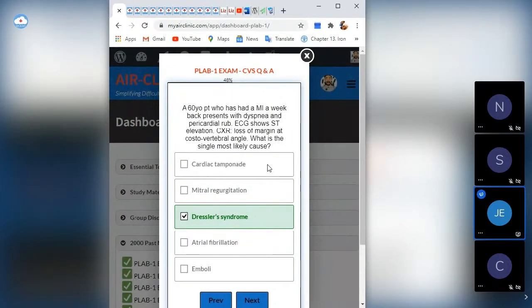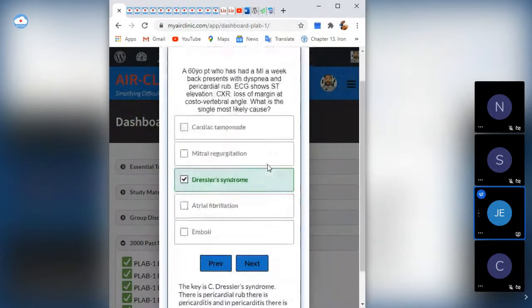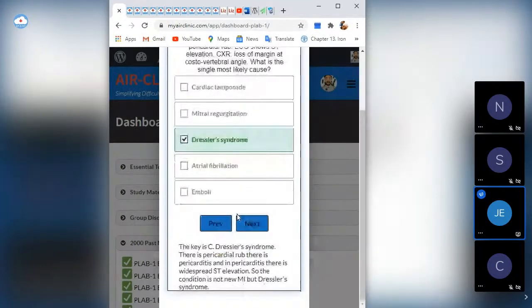So the question I will leave you with is on atrial fibrillation. How do you manage atrial fibrillation? That is your take-home assignment. How do you manage atrial fibrillation? So go and read it. It's a very important topic.